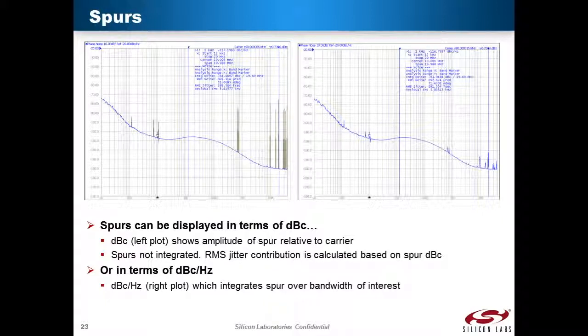Both representations will give usable RMS jitter values, but with slight variations in value due to the measurement technique used. The dBc or left plot doesn't integrate the spurs, but calculates the spur contribution based on spur level and then adds the contribution into the total reported RMS jitter.